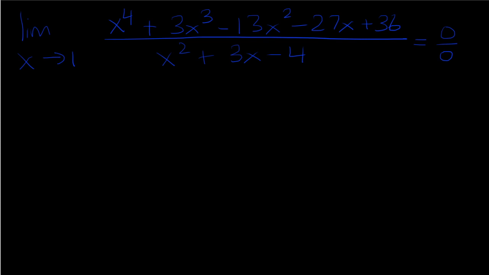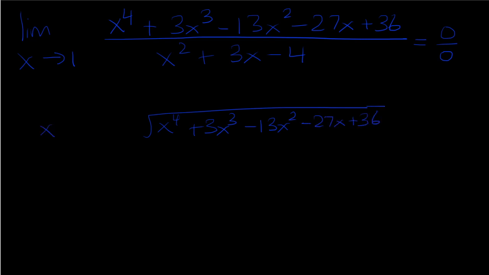Unfortunately, there's no nice, easy way to do this. So what we can do is long division here. Let's take the inside to be x to the 4th plus 3x cubed minus 13x squared minus 27x plus 36. And on the outside, we're going to have the denominator, so it'll be x squared plus 3x minus 4.